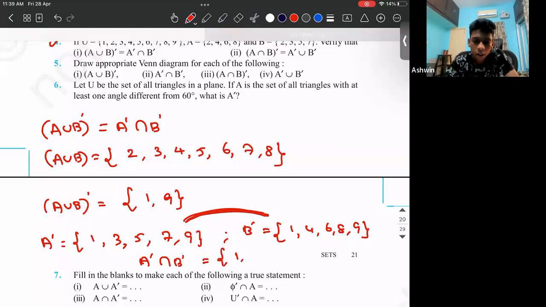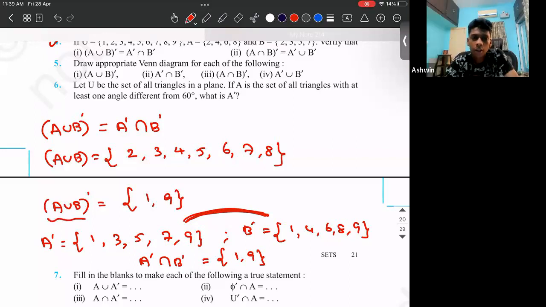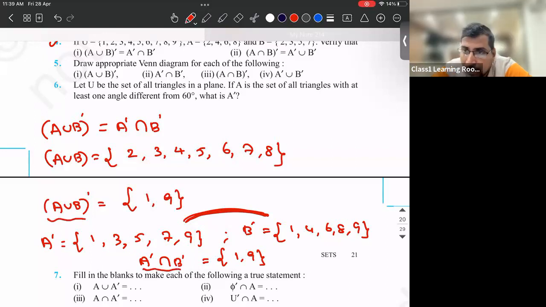1 and 9. So is that not what they asked us to verify? Yes, sir. It is equal. A union B, the whole complement is A complement intersection B complement. So they're equal? Correct. So do the next one also.